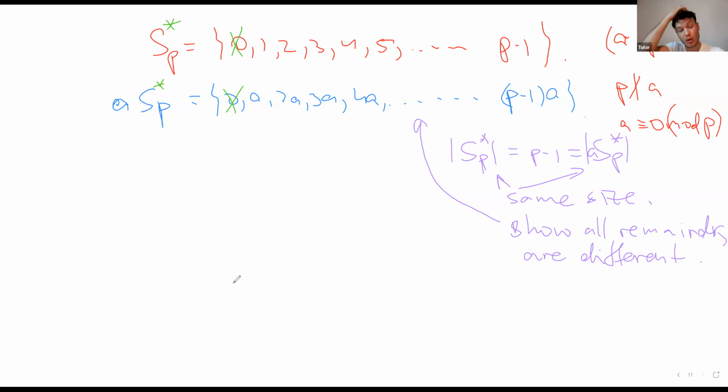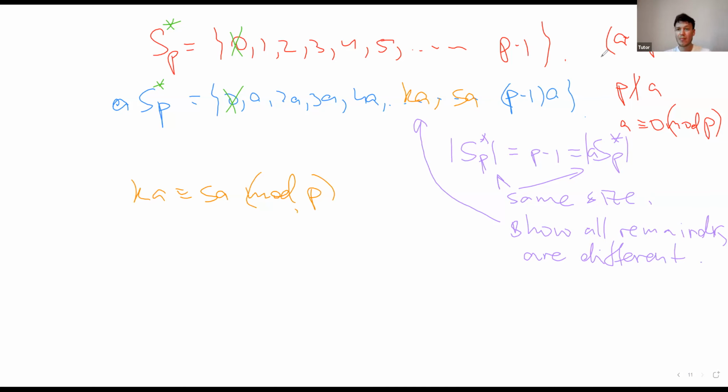Well, let's suppose that they're not all different. So let's suppose there's two remainders, like maybe there's some remainder Ka, and maybe somewhere here there's another remainder Sa. Now let's suppose that these two remainders are the same. Well, what would I have? Well, if Ka is going to be congruent with Sa mod P, well, then what do I have?